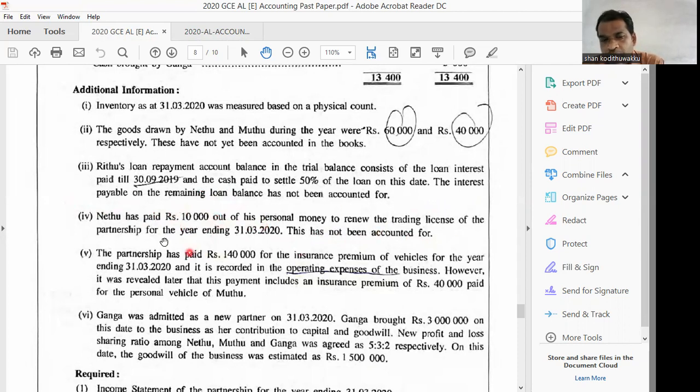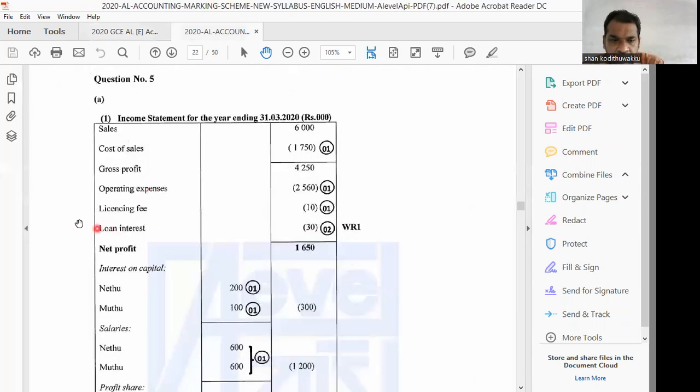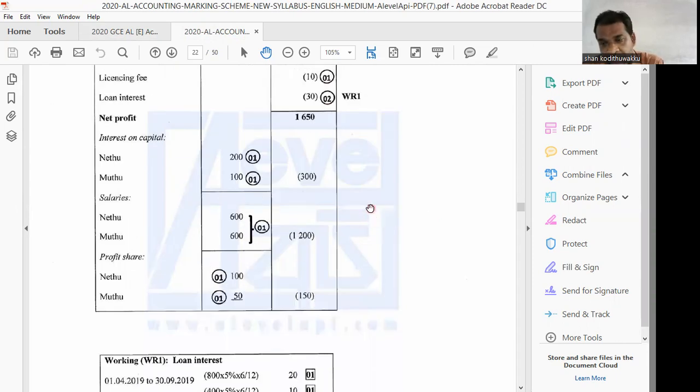It is equal to introducing additional capital and debit to income statement as an expense, because this trading license is an expense for the business. Therefore, trading license 10, we can include in the income statement. Licensing fee 10 as a deduction from the gross profit. And also we had to credit to capital account.